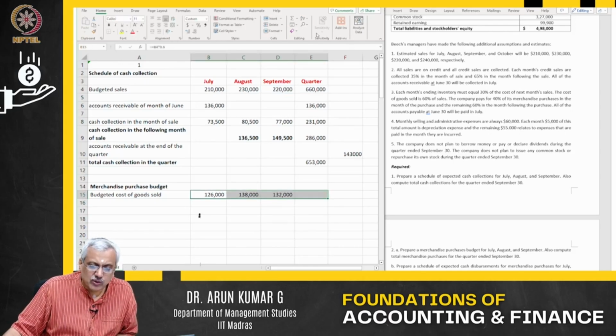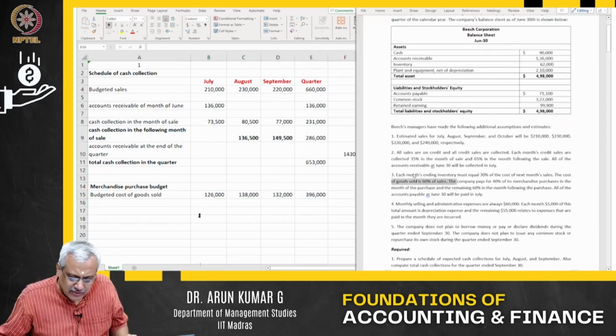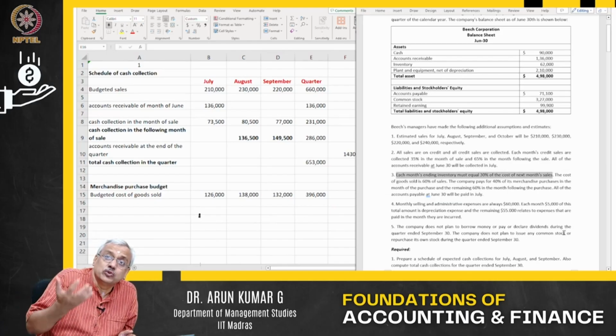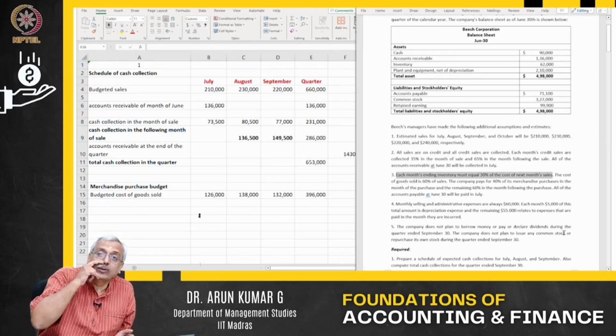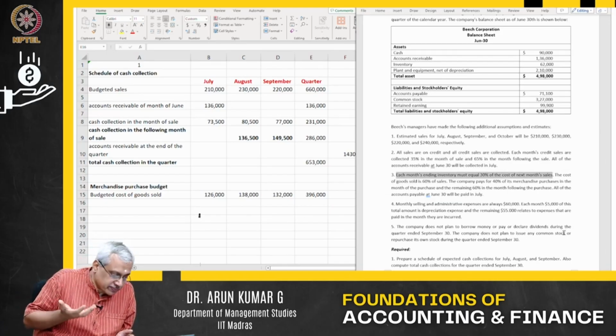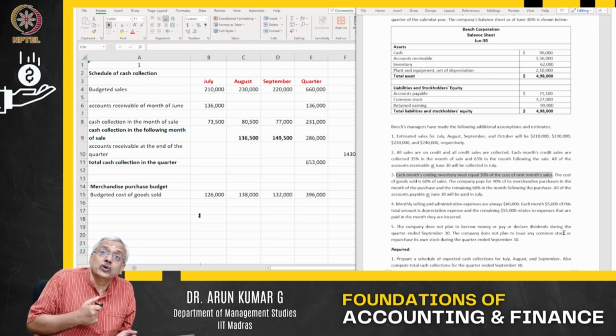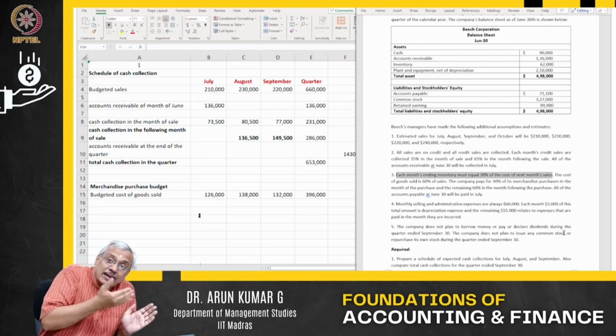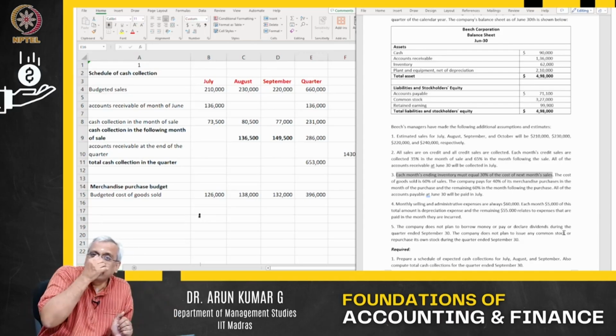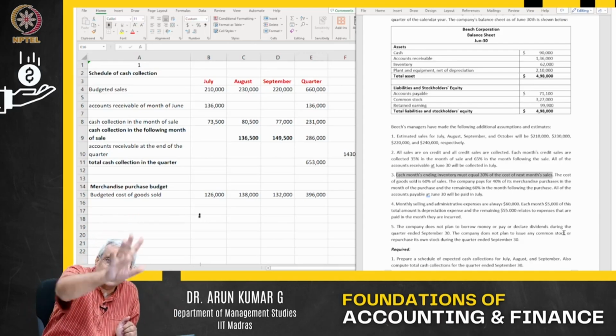So what is the total cost of goods sold for the quarter? 396,000. It also says that each month your ending inventory is equal to 30% of the next month's sale. So I need to know how much of goods I need to purchase, how much of goods I need to procure every month. But I also need to maintain a minimum stock, ending inventory. Ending inventory should be 30% of the next month's cost of goods sold.